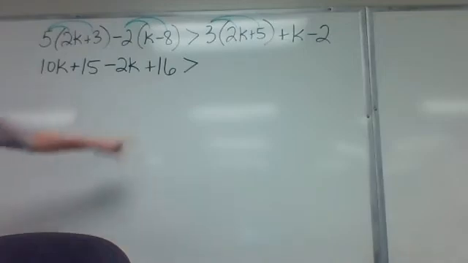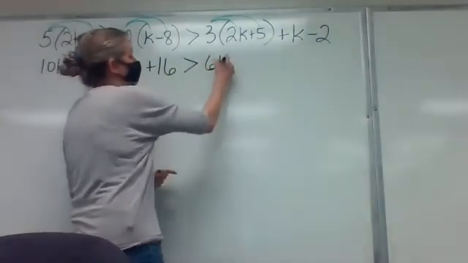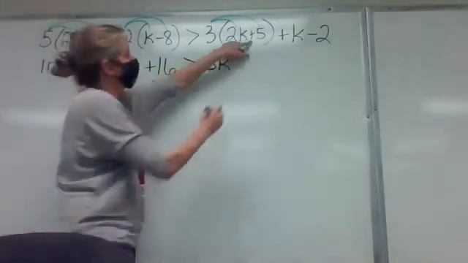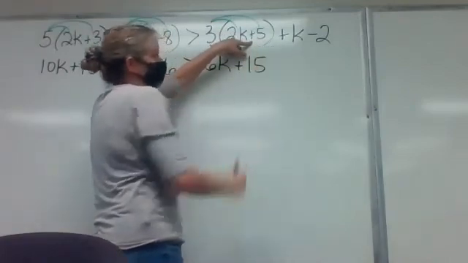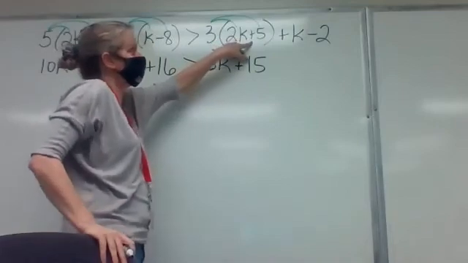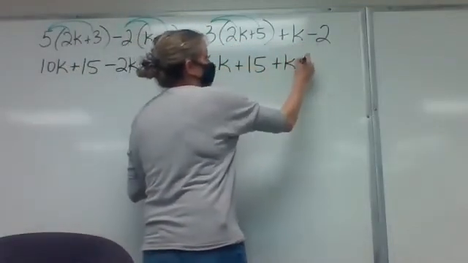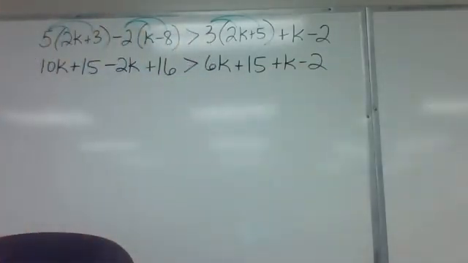Now do the same on the other side. 3 times 2k gives me 6k. Plus 3 times 5 is 15. There's no parentheses around this. So I'm just dropping these guys down. Plus k minus 2. Now, the next step is what's going to clean this equation up a lot.